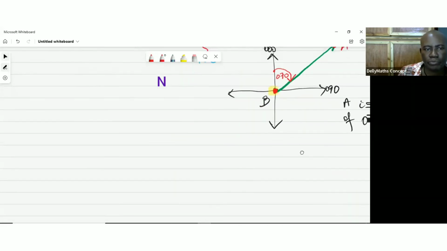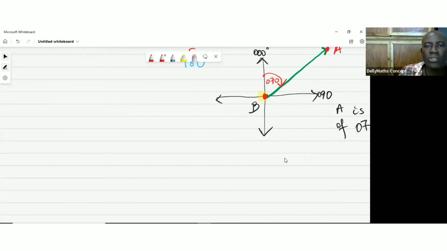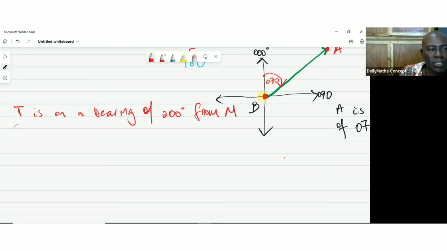Let's look at another one. Let us say we intend to look at this. So we are suggesting that T is on a bearing of 200 degrees from M. And we could add some things to it, like some 100 kilometers away. Now, what we want to do with this statement is to read to see what's going on. It says T is on a bearing of 200 from M. This is very important.